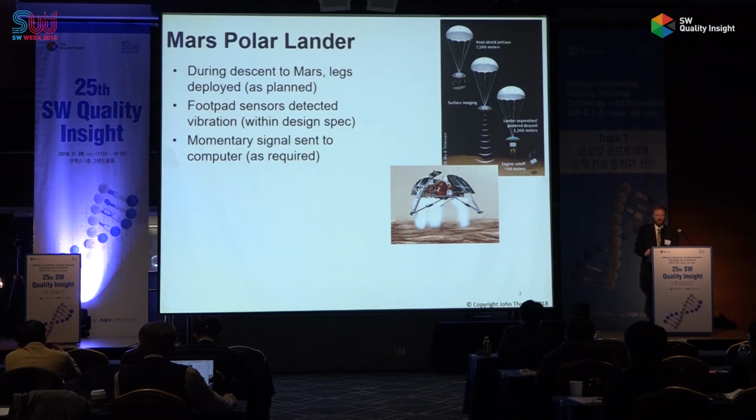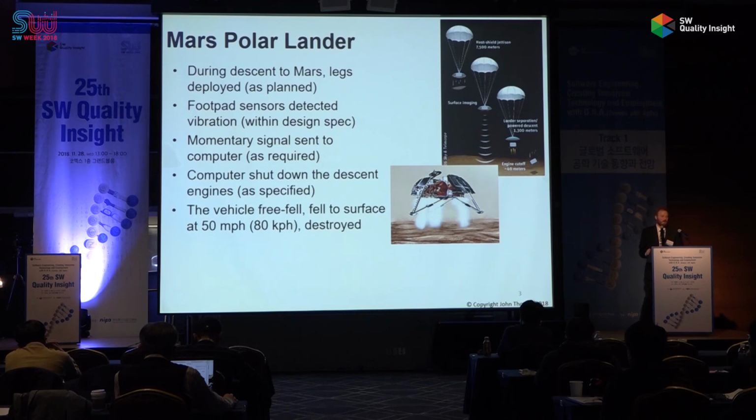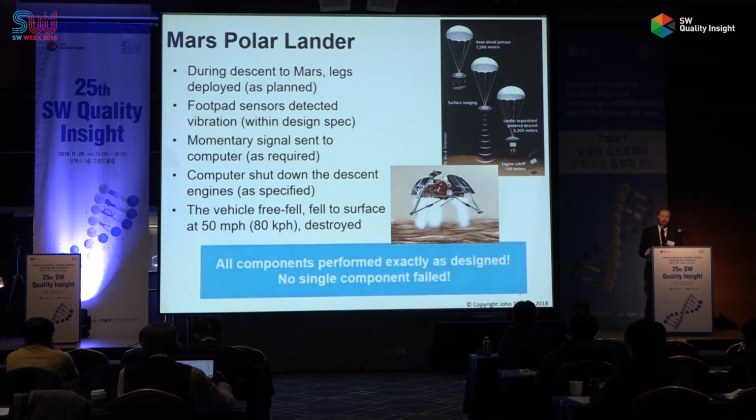Guess what the computer did? The computer did exactly what it was designed to do. It shut off the descent engines immediately, and the vehicle fell to the surface. It impacted the surface at 80 kilometers per hour. The system was designed to tolerate 8 kilometers per hour maximum. The entire thing was destroyed. 110 million US dollars gone. Uh-oh. Somebody made a mistake, and we missed it.